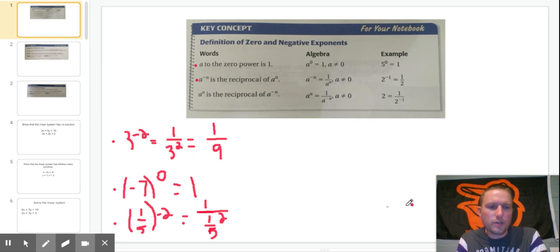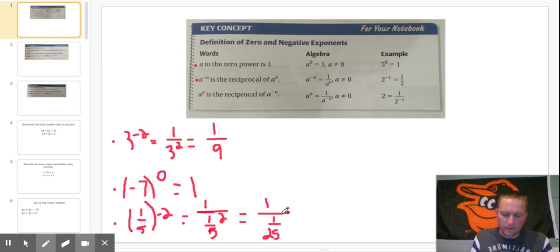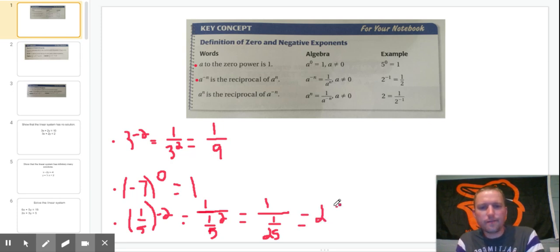We could solve this, because 1/5 to the power of 2 is 1/5 times 1/5, which is going to give us 1/25, because 5 times 5 is 25. So then we have 1 over 1/25, and we can simplify this by multiplying the numerator and the denominator by 25.